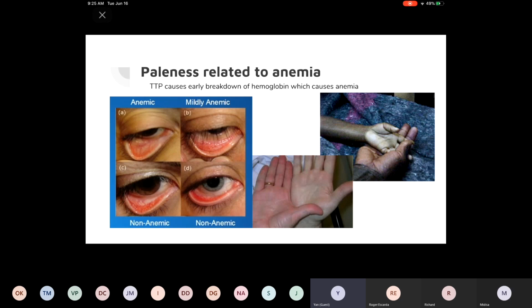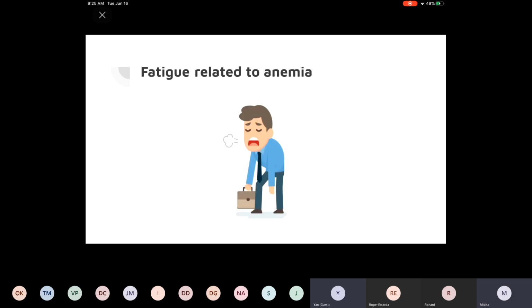On the right, we have the comparison of the hands showing normal versus anemia for people with different skin colors. Next one. Because of anemia, there will be decreased red blood cells to carry the oxygen throughout the body, and the body starts starving for oxygen, and the patient will feel fatigue.